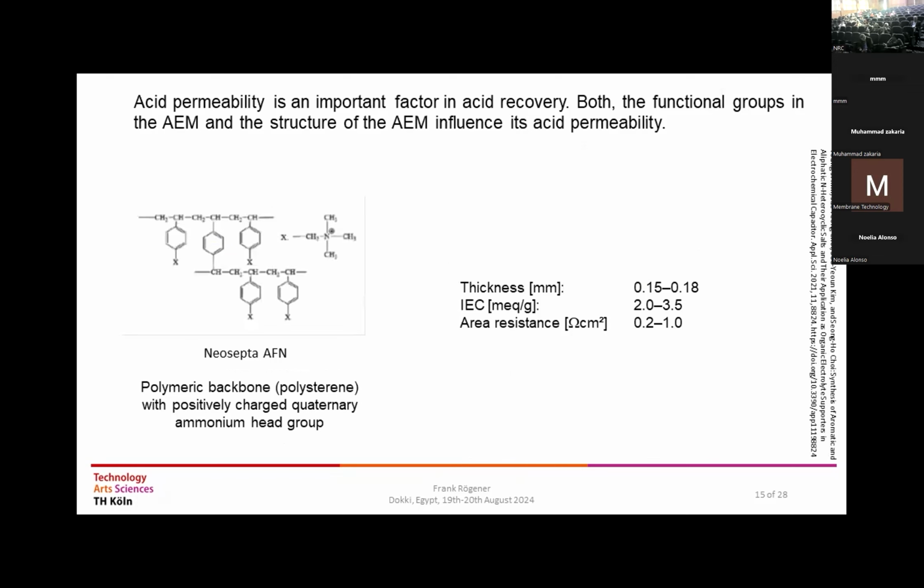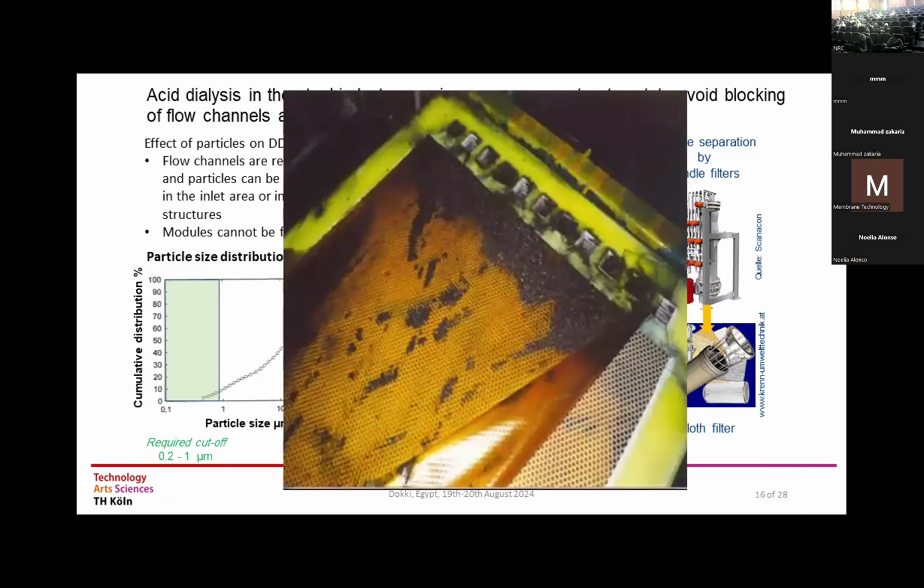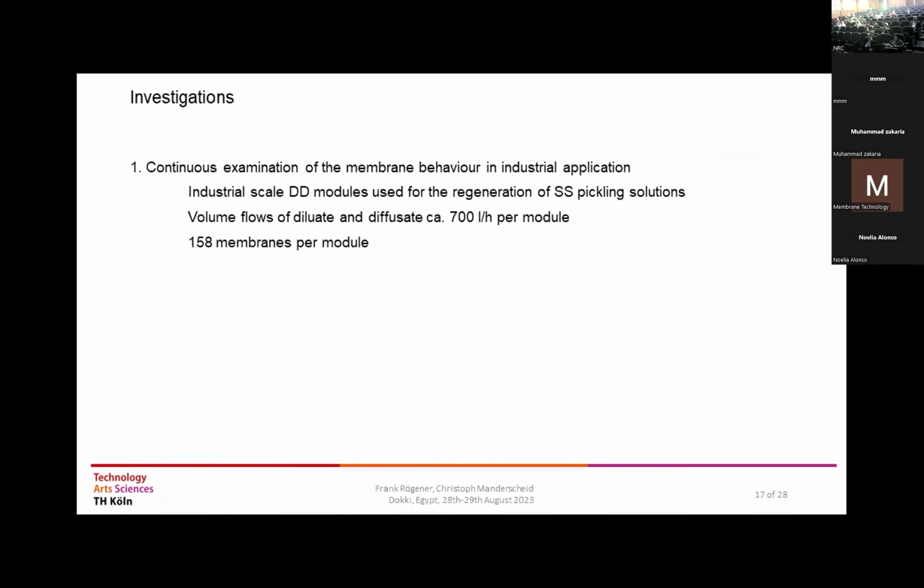Okay, so this is a short insight into the membrane itself. When we talk about industrial solutions, we need a pretreatment, and this is done by microfiltration. If we do not filter it, the stack will get clogged. So this gives you an impression: when the particles inside the feed solutions are not removed, they are concentrated in the plate and frame module and then cannot be removed. So this is what you can see here.